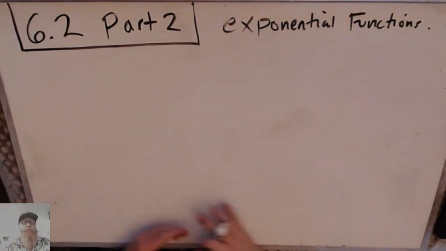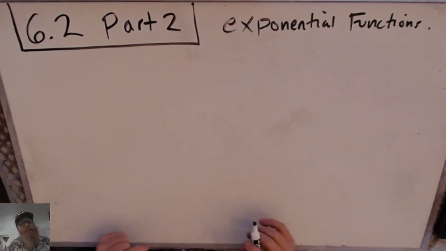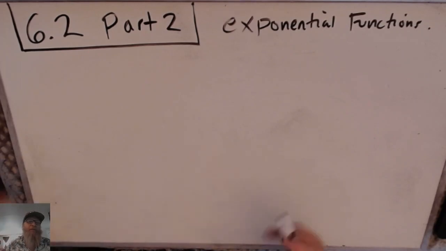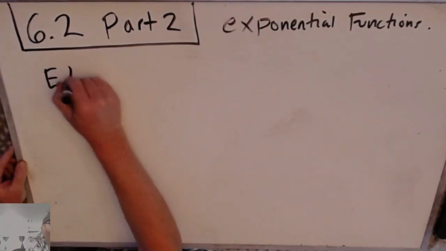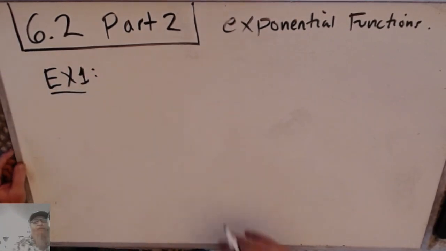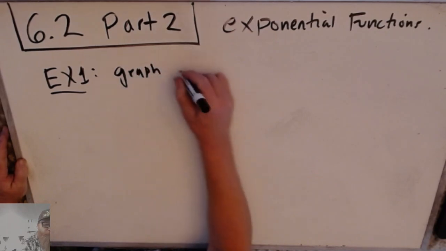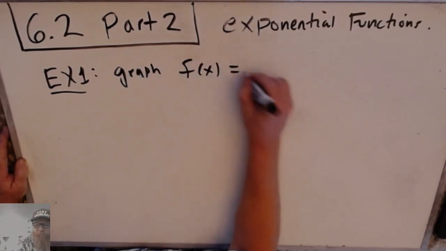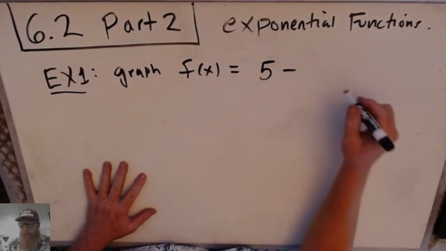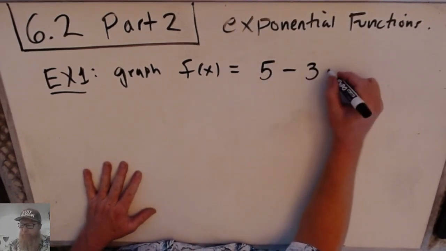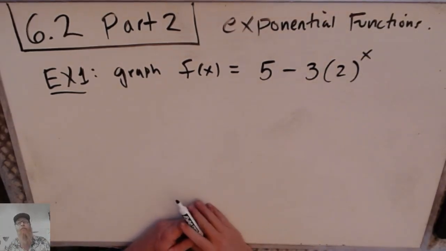Today we're going to focus primarily on the graphs and then some new type of functions that may arise from our analysis of these graphs. Just to get started, let's do a problem that we might have seen in the past, maybe last week sometime. So let's graph the exponential function 5 minus 3 times 2 to the x.